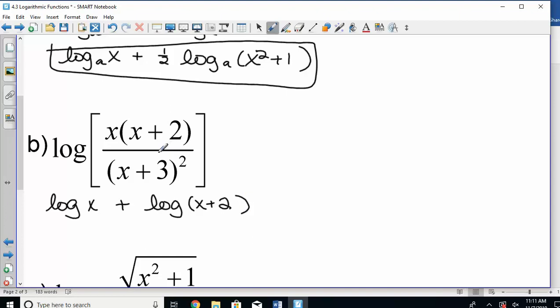This is divided, so we subtract the log of x plus 3 squared. Remember, anything on the bottom gets subtracted. If there were multiple terms on the bottom, we would subtract both of them.